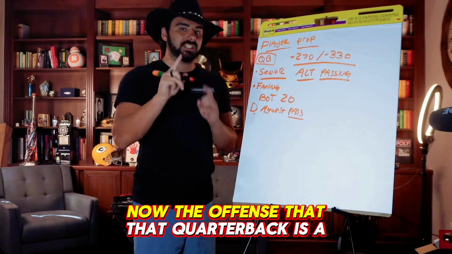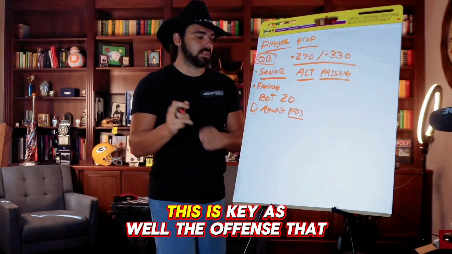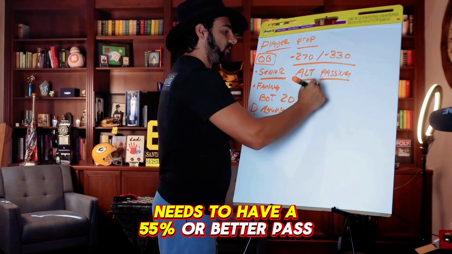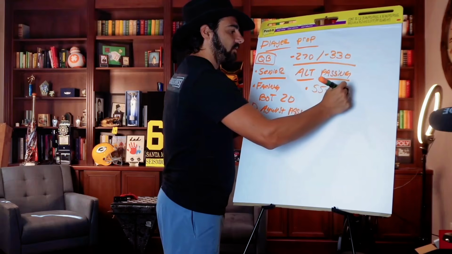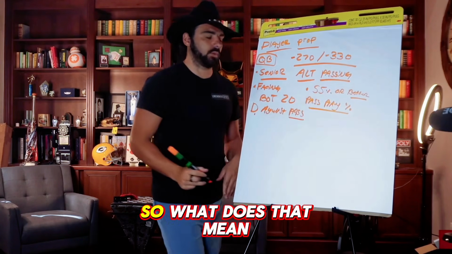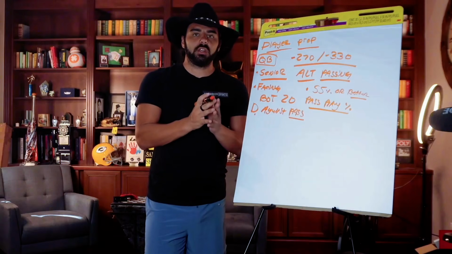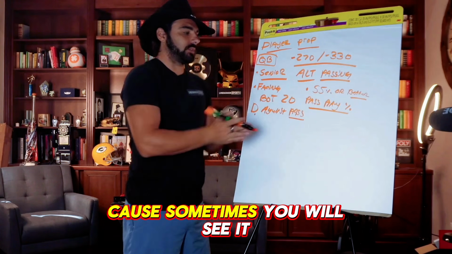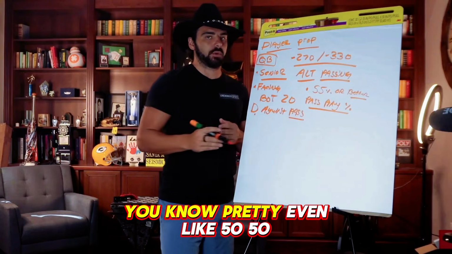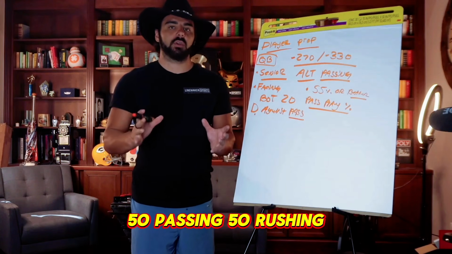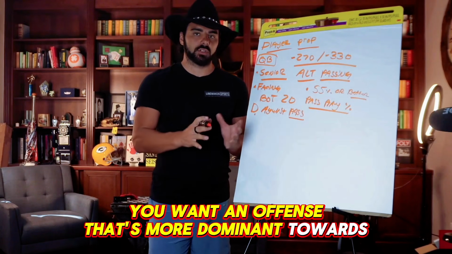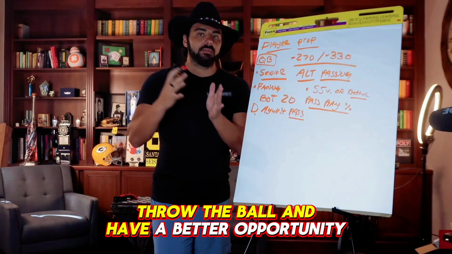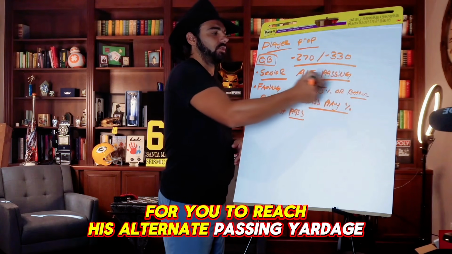Now, the offense that quarterback is a part of, this is key as well. The offense that he is a part of needs to have a 55% or better pass play percentage. So what does that mean? That means that the majority of what this team does runs through the quarterback, runs through the passing game. Because sometimes you will see it pretty even, like 50-50. 50 passing, 50 rushing. You don't really want that. You want an offense that's more dominant towards the passing area, so that way they're going to let that QB throw the ball and have a better opportunity for you to reach his alternate passing yardage.